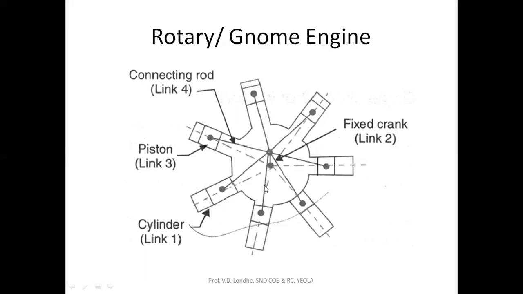As the cylinder is rotating, the connecting rod will have oscillating motion, and all these pistons will have sliding motion with respect to the cylinder. So in this engine, as the cylinder is rotating, it is called the rotary or gnome engine. This was developed by a scientist, so this engine is also called the gnome engine.